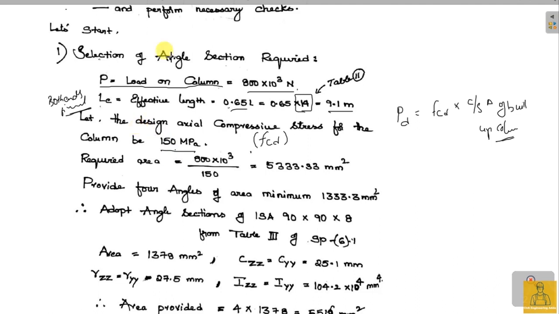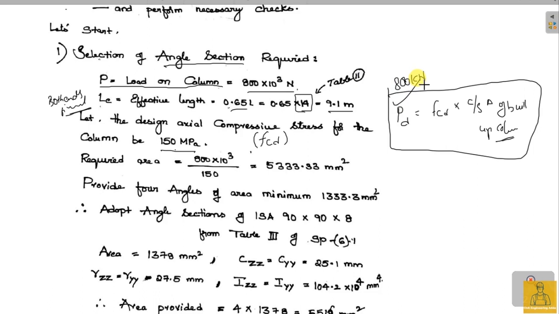Because in order to find out the section required from the code book, you have to find out the total cross-sectional area that is needed. See this simple equation. You know what PD is, the maximum amount of load this column has to take. What is that? 800 kilonewton, given in the question. The column should take 800 kilonewton of axial load.